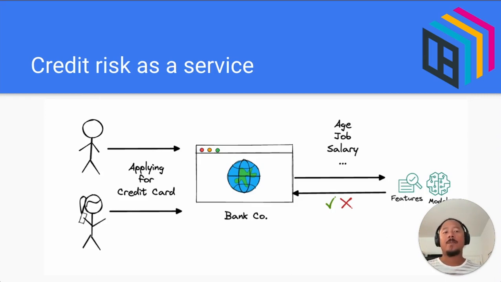So how do we connect people who are applying for credit on a website with your new model? It's likely they're filling out an application. Let's say the data is identical to the data which the model was trained on, age, job, salary, along with all the other data points.